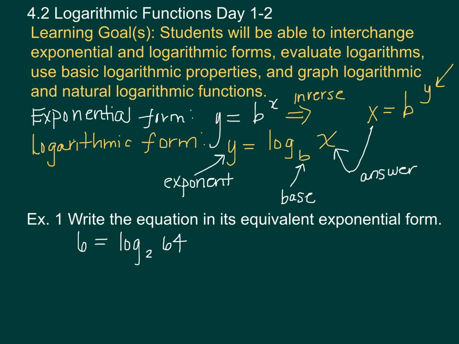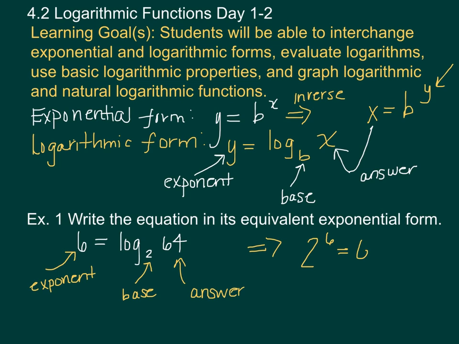In example 1, we're going to write the equation in its equivalent exponential form. Right now it's in log form. So remember, this number is actually your exponent. 2 is your base. And 64 should be your answer when you write it in exponential form. So it would look like this. 2 to the 6th power equals 64. Or you can write it as 64 is equal to 2 to the 6th power.